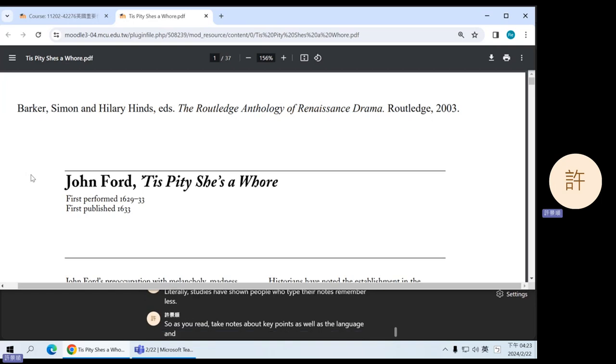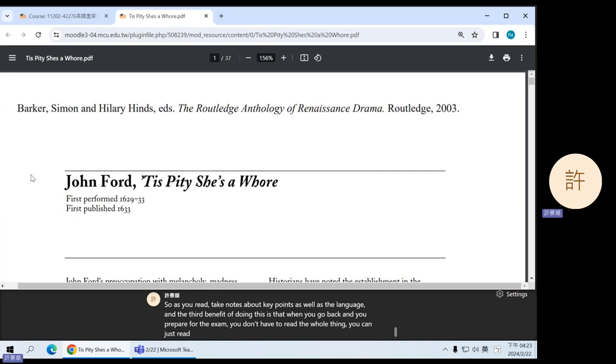And the third benefit of doing this is that when you go back and you prepare for the exam, you don't have to read the whole thing. You can just read your summaries. And when you get to a part that you need more detail for, then you can read that part. But you don't have to read the whole thing again.